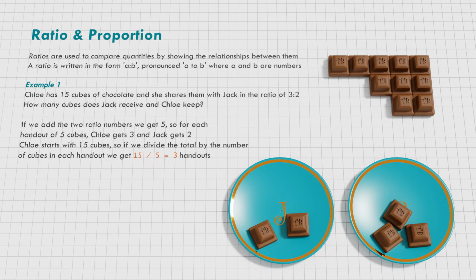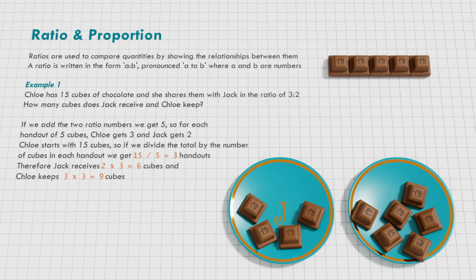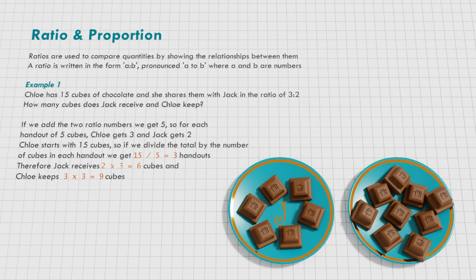Chloe starts with 15 cubes, so if we divide the total by the number of cubes in each handout, we get 15 divided by 5 equals 3 handouts. Therefore, Jack receives 2 times 3 equals 6 cubes, and Chloe keeps 3 times 3 equals 9 cubes.